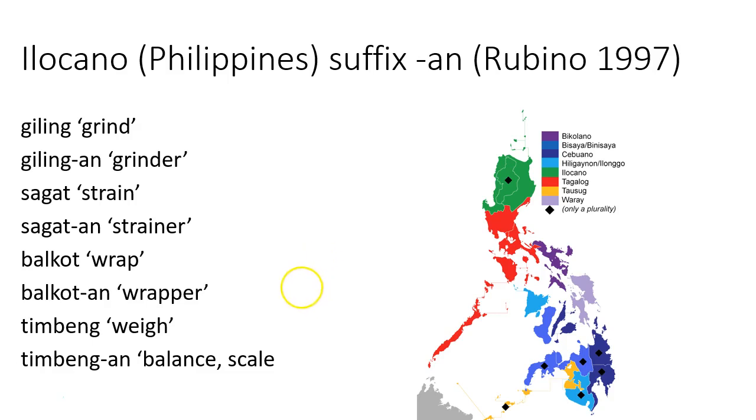Okay, there are lots of ways of doing this, and not all languages do what English and Ilocano do. There are other ways of marking this agentive action, the thing that does the grinding, the thing that does the straining.